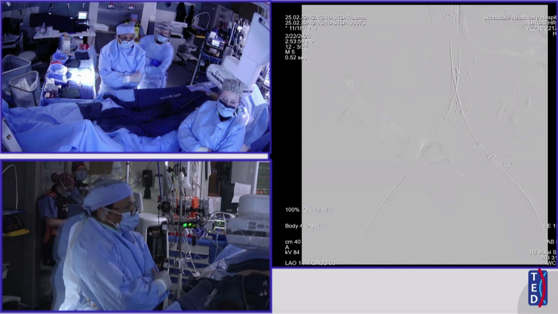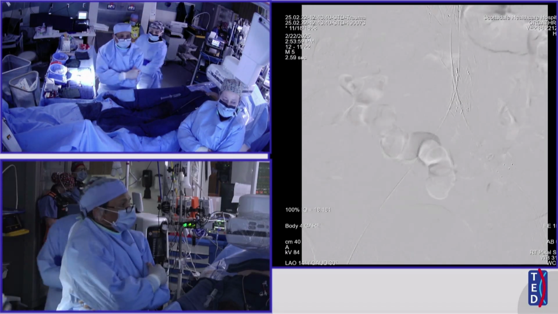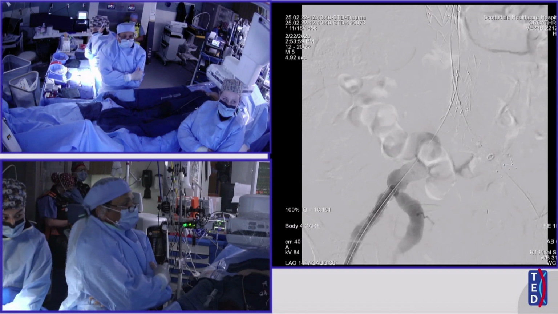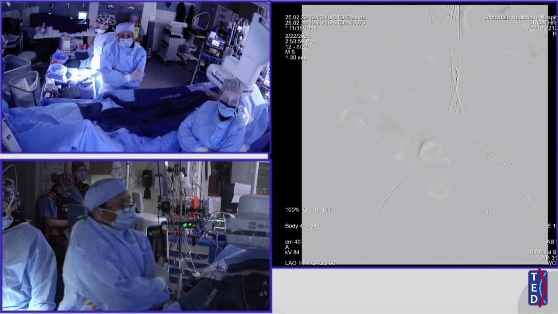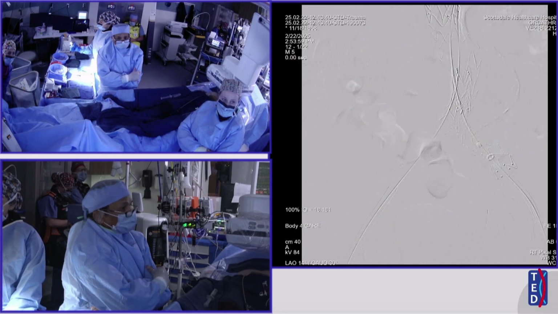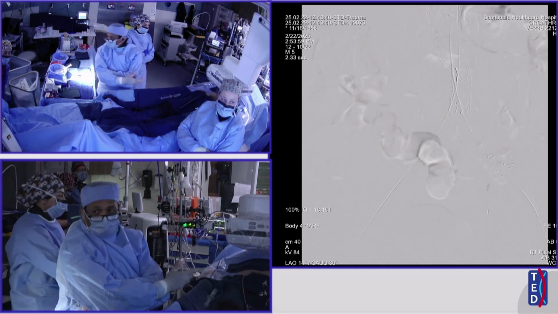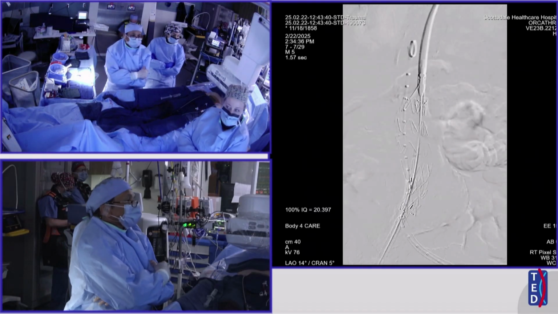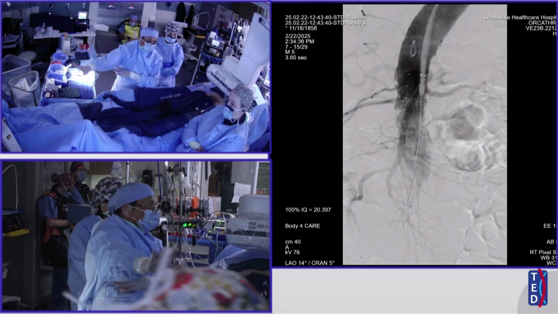Show me the final angiogram. So we put it, like I said, the features are basically a longer body, suprarenal and infrarenal fixation, and a locking mechanism for the limbs here. This should be the final angio. Yeah, so that is the deployment system.